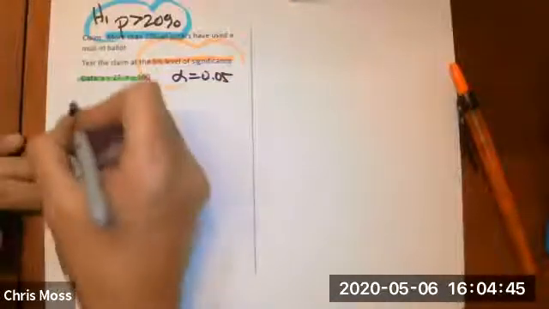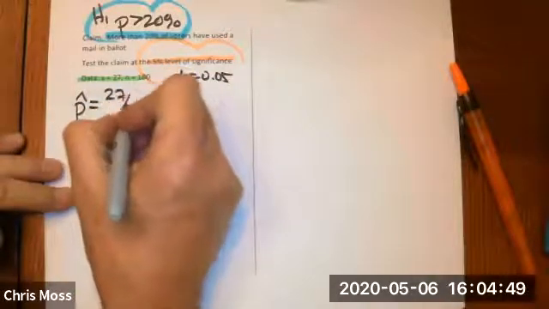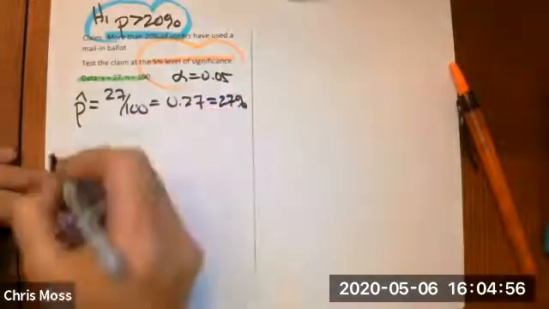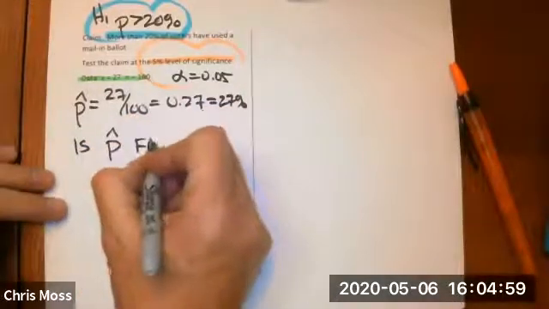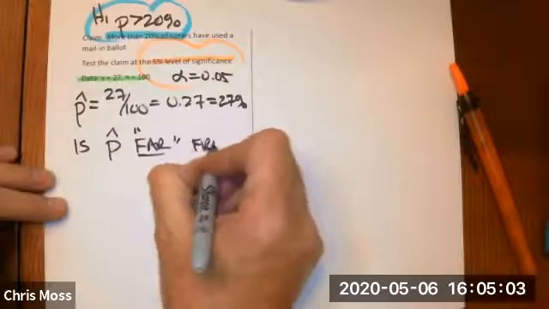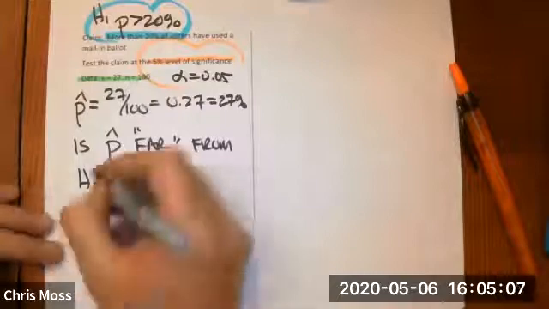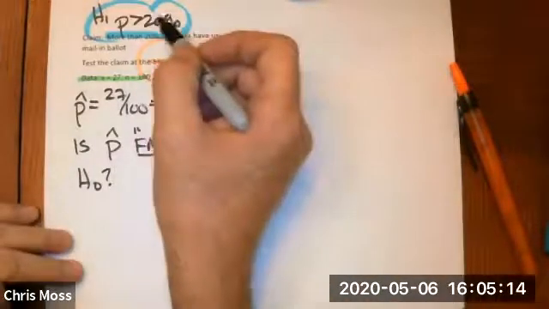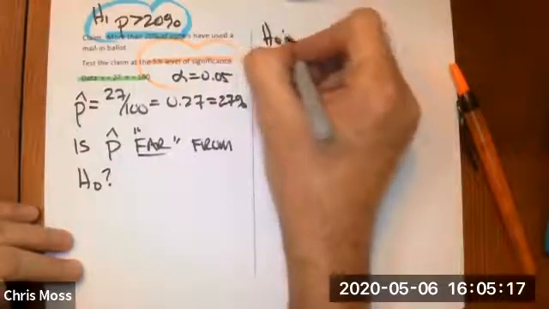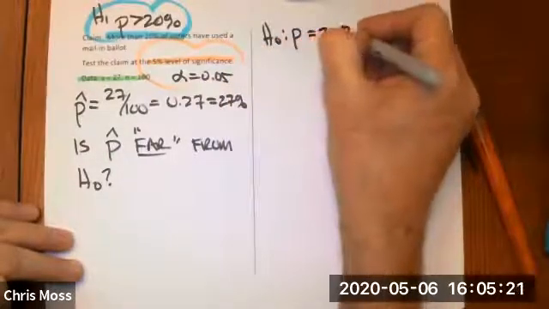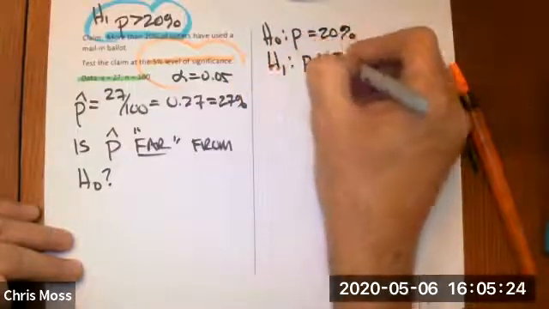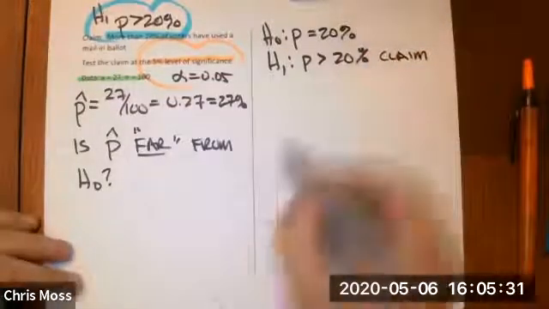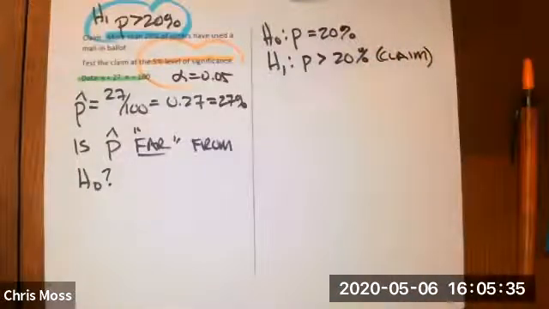And the question really is, is my p hat far from the null hypothesis? If it is, then I'm going to reject the null hypothesis and go with the alternative. So here we go. There is the claim, P equals 20%. The alternative, P is greater than 20%. And this is my claim. I will keep track of that. I will address the initial claim at the end of the problem.